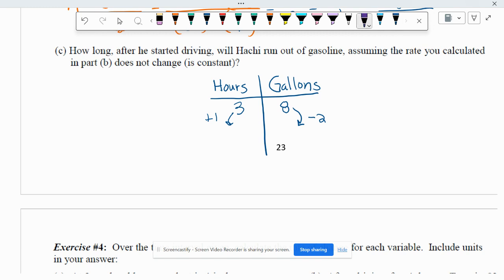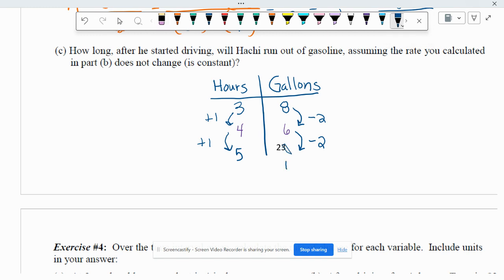So what's my next coordinate going to be? Well, 3 + 1 is 4, and 8 - 2 is 6. And then I follow that same pattern. If I drive for another hour, my gallons of gas is going to go down 2. So down 2 gallons, +1 hour. So 4 + 1 is 5 hours. And I'm down to how many gallons? 6 - 2 is 4. So it should be a 4. Same thing. 6 becomes, and 7 becomes what?